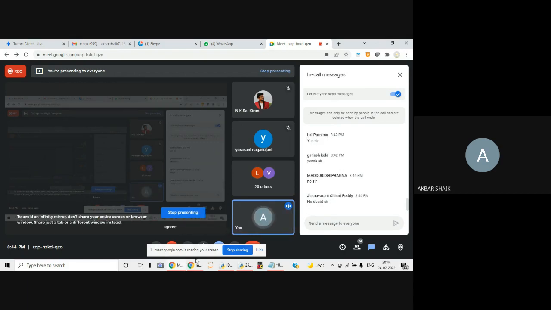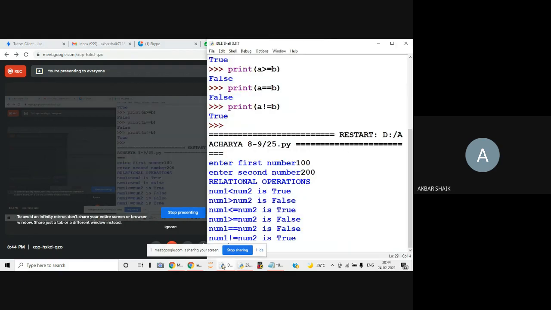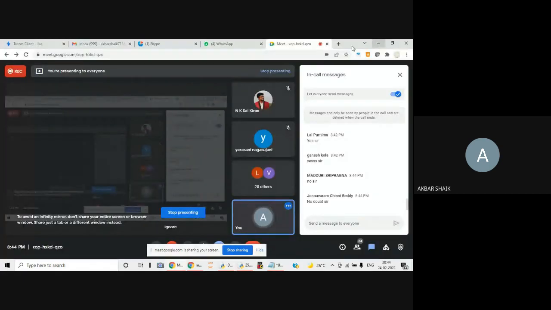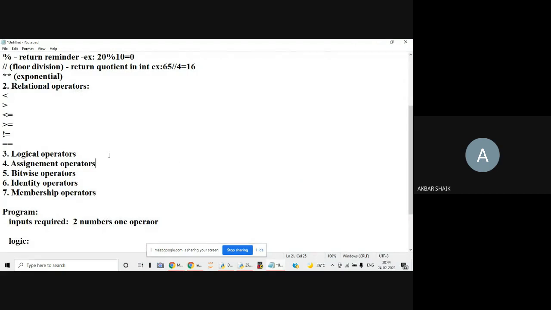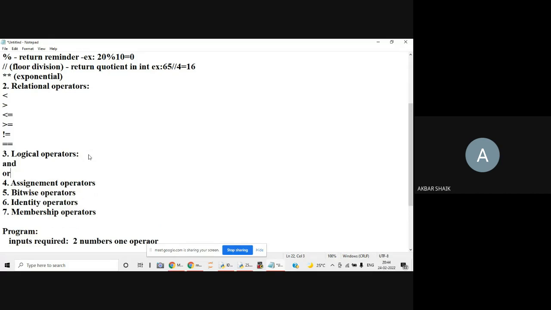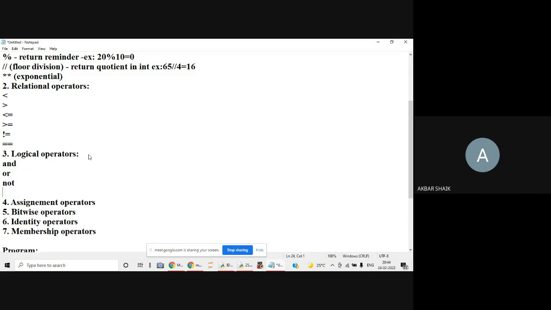So now we completed two operators. The first operator is arithmetic: addition, subtraction, multiplication, division, modulo, exponential, and so on. The first program is arithmetic operations. Second is relational operators. Next, the third is logical operators: AND, OR, NOT. These are known as logical operators: logical AND, logical OR, logical NOT.